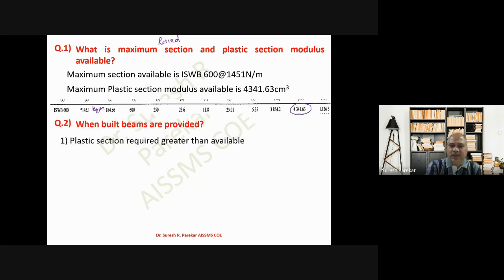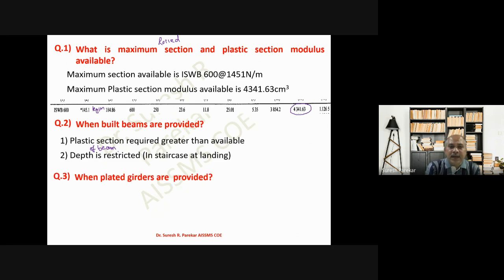When are built-up beams provided? We are going to be with two criteria. That is when the plastic section required is greater than available. So if required is greater than 4341, then we have to go for built-up beams. Or when depth is restricted. Generally in case of landing, the depth required is more, and we are going to restrict. That is, the depth of the beam is restricted.